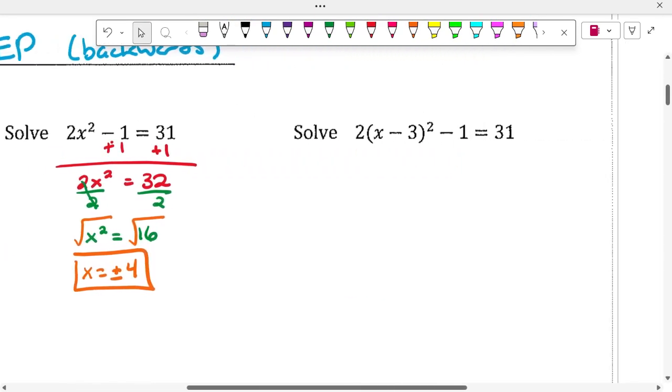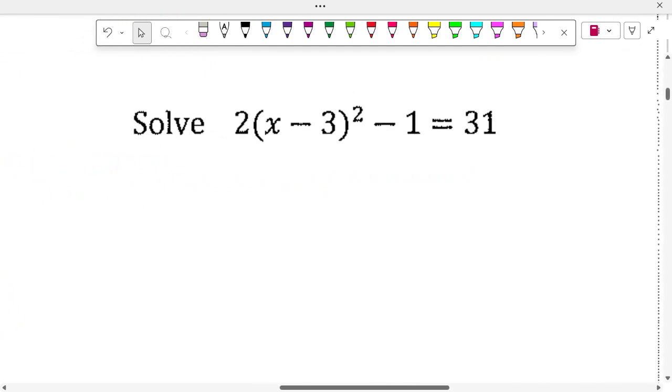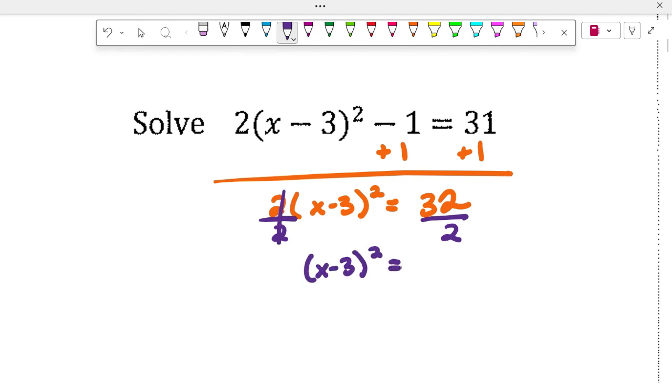Now, this next one is one where you really want to use SADMEP. So, what do I handle first? Add the 1. So 2 times x minus 3 squared is equal to 32. Why can I not distribute this 2? Because it's being squared. That square prevents us from distributing the 2 in the parentheses. So instead, to get rid of it because it's being multiplied, we just divide it out. So I have x minus 3 squared is equal to 16.